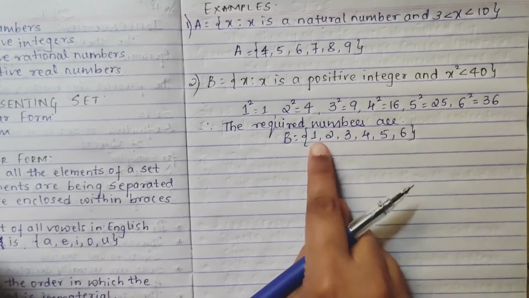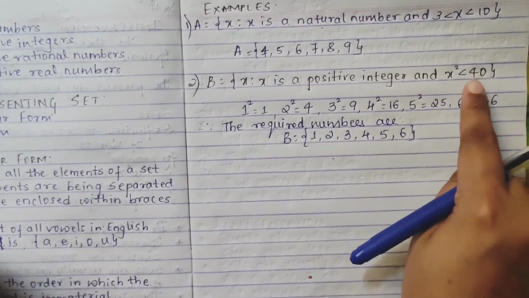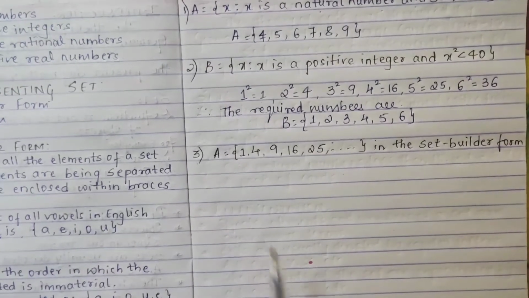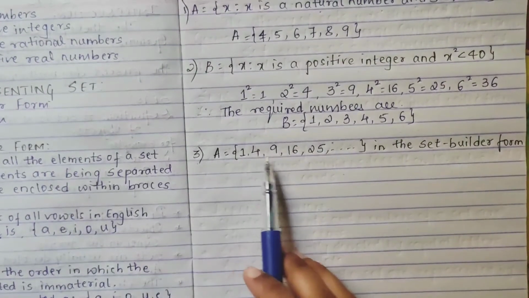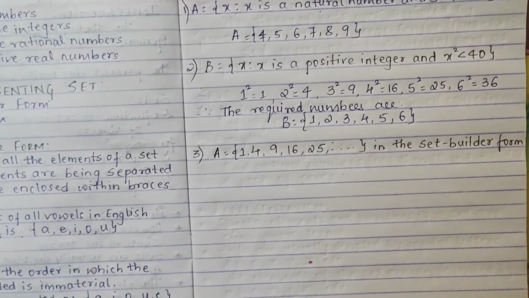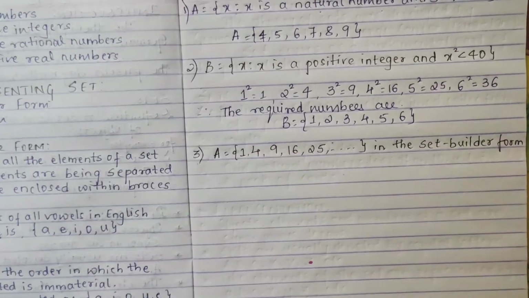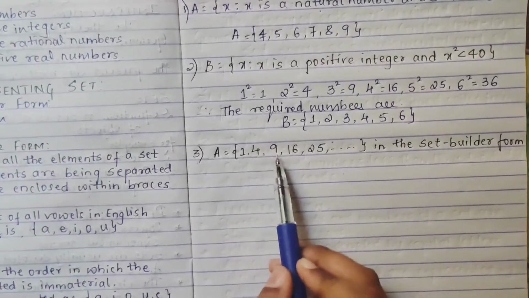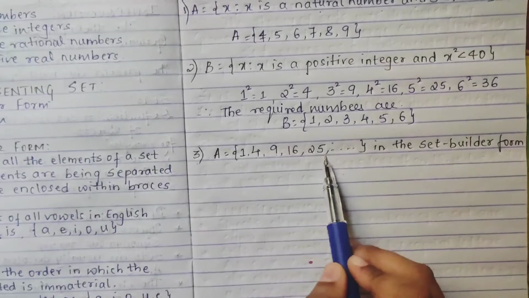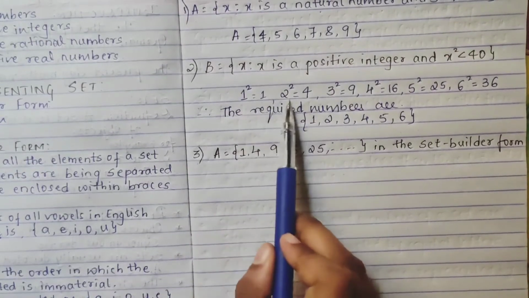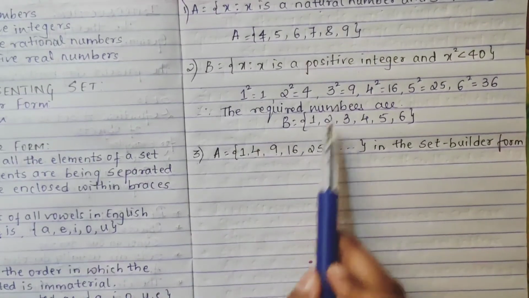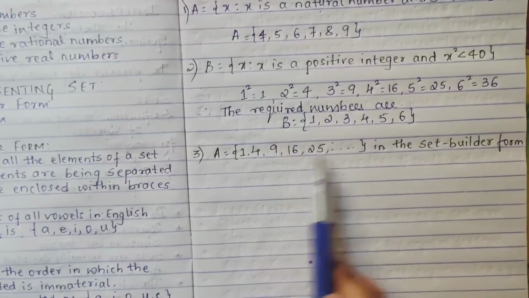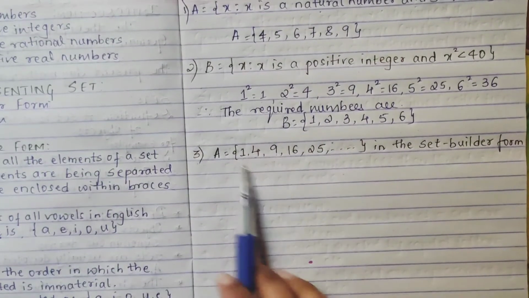We have written our x, and its square is less than 40. Second one, you see, A is equal to 1, 4, 9, 16, 25, and so on. They are telling us to write it in set builder form. Now I showed you set builder form to write in roster form. This is how we are going to write. Just see here, the numbers how they have written: 1, 4, 9, 16, 25. Above also you see, 1 square is 1, 2 square is 4, 3 square is 9, 4 square is 16, 5 square is 25, which means these are square numbers, right?